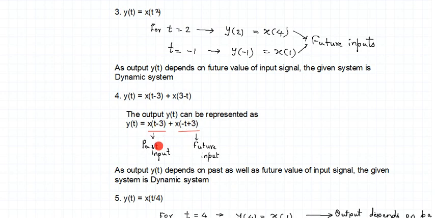So if output has either a past term or a future term, then the system becomes dynamic. For the system to be static, output should be only the function of present input x(t). But here there is no present term at all. Instead, there are past and future terms involved, and hence the given system is a dynamic system.